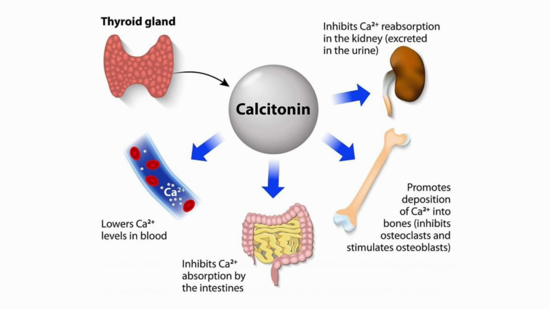There is one more hormone produced by the thyroid gland called calcitonin. Calcitonin helps in maintaining the plasma calcium level. As plasma calcium levels increase, calcitonin helps in removing excess calcium from the plasma and depositing it on bone. These were the major functions of the thyroid gland and its hormones.